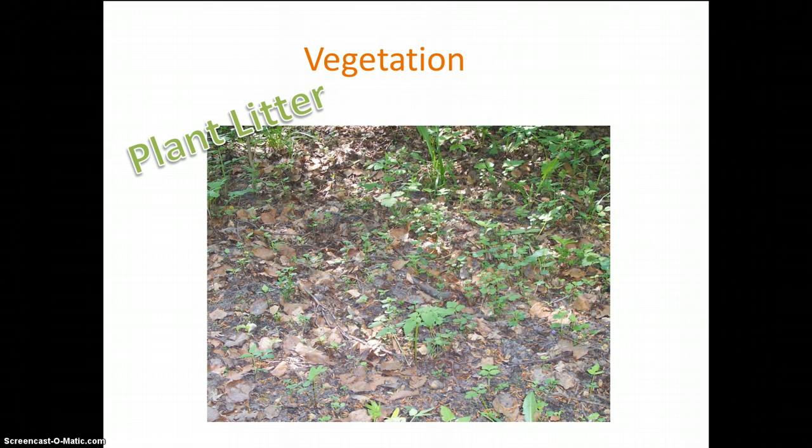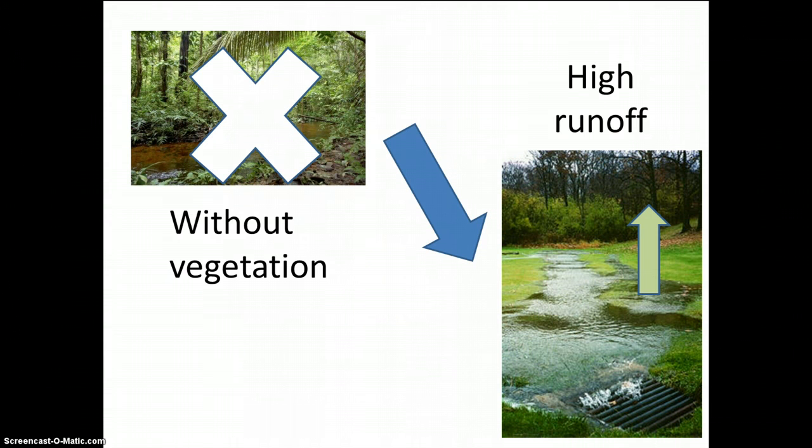Plant litter, dead and partly decayed vegetation, serves the same function. Some of the water stored on vegetation and plant litter falls to the ground after precipitation has stopped, and this can increase infiltration and reduce runoff. Ground without vegetation usually has high runoff and low infiltration rates.